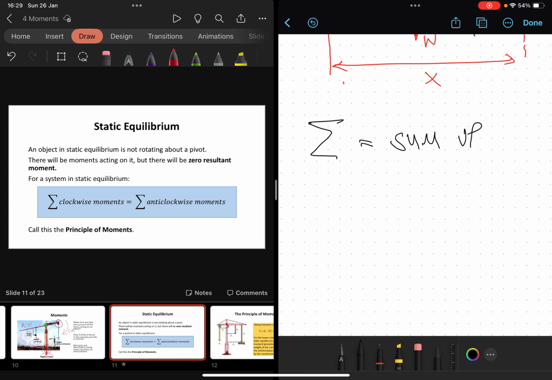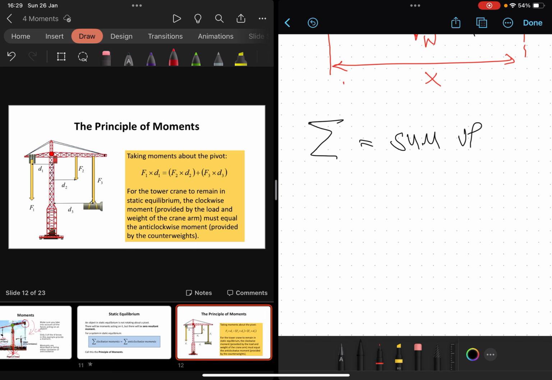And that is how an object remains in what we call static equilibrium. Static equilibrium means it's not rotating to the right and it's not rotating to the left. It's static. And so another way of saying that then is overall there is 0 resultant moment acting on that object. So let's have a little look at how we do some calculations based upon that then.